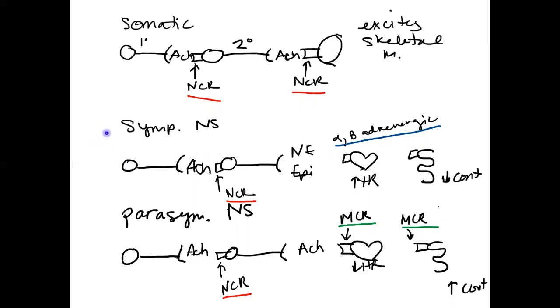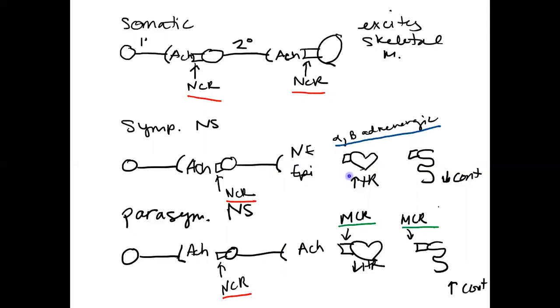If you take a look at the sympathetic nervous system and parasympathetic nervous system, they're the same as somatic for the first synapse. So that first synapse is the same, and there's nothing new there. Acetylcholine is going to be released in sympathetic and parasympathetic. It's going to bind to nicotinic cholinergic receptors on the second nerve, and that's going to excite the second nerve. But where sympathetic and parasympathetic deviate is the second nerve to the effector.